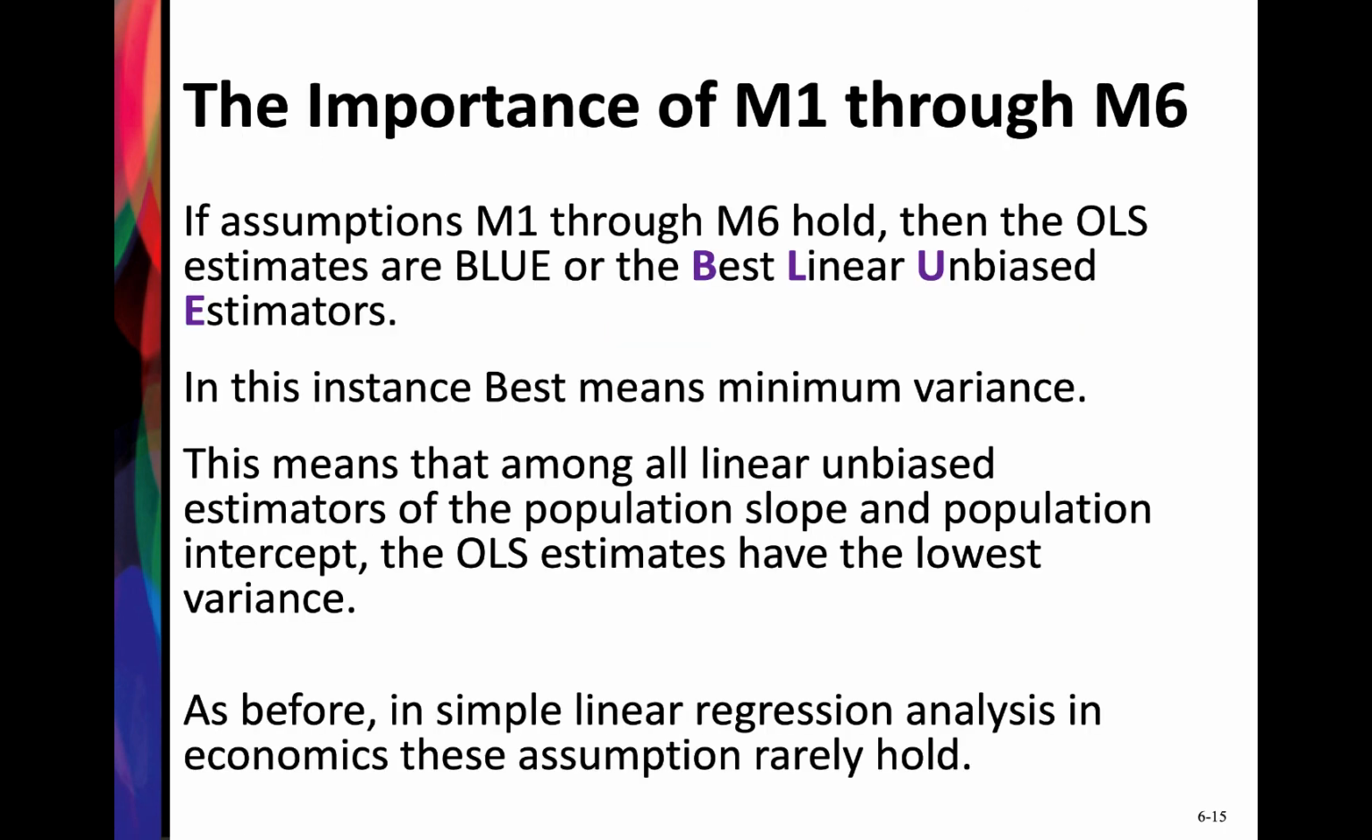The importance of M1 through M6. If these 6 assumptions happen to hold, then our OLS estimates are not only unbiased, which we need M1 through M5 for, but they're also BLUE, which is the best linear unbiased estimator. And best means minimum variance, so if you have an unbiased estimator that's linear, then you're not going to find one with a smaller variance than our OLS estimators. And so this means that among all linear unbiased estimators of the population slope and the population intercept, the OLS estimates have the lowest variance. And in economics, this rarely holds, but yet again, this is our gold standard.